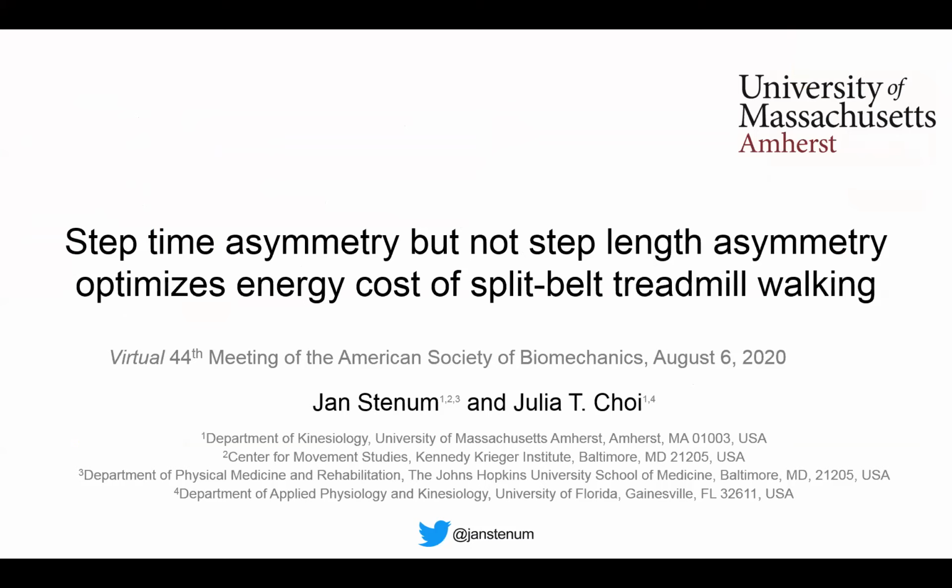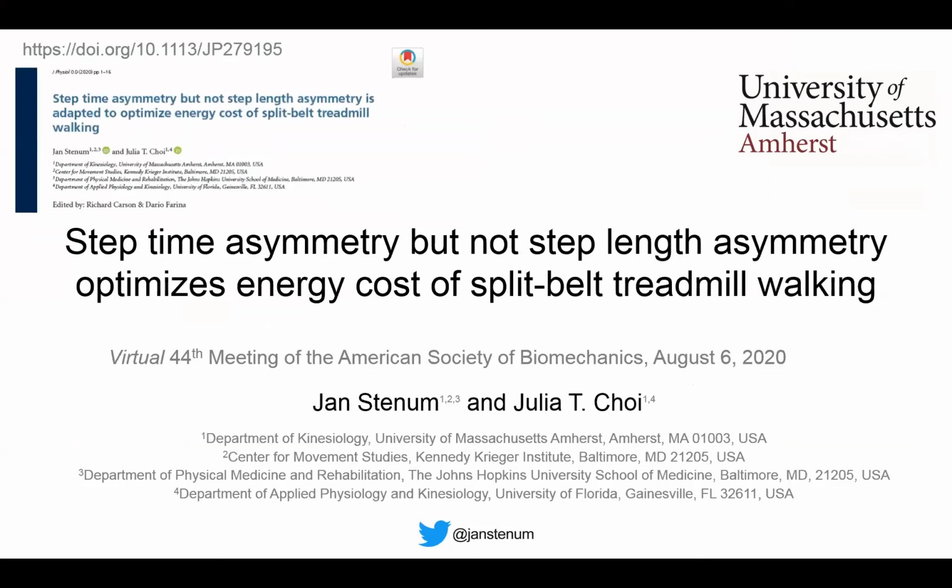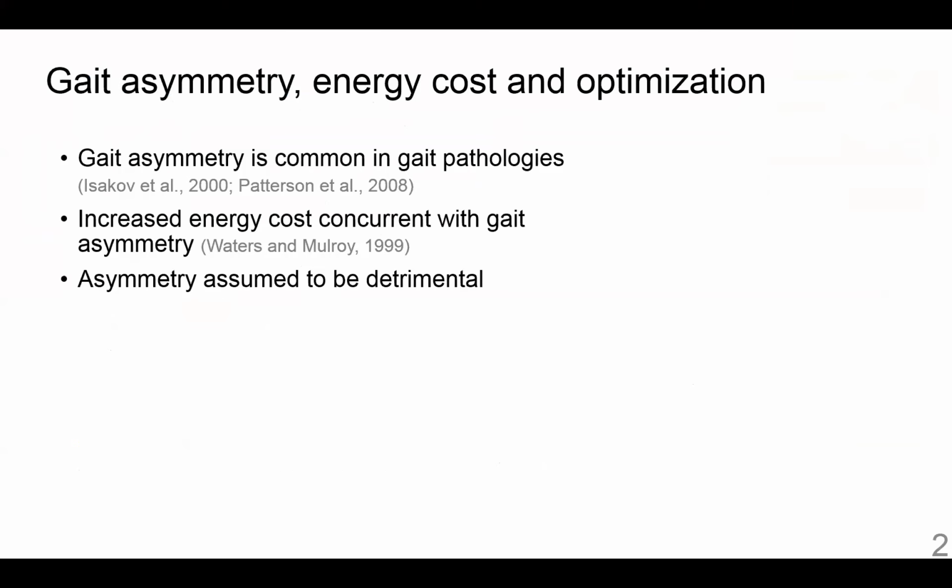Yes, I'll start with a plug for the study here. If you want to read about it in more detail, you can find it published in the Journal of Physiology. The study began with an interest in the relationships between gait asymmetry, energy cost, and energy optimization. You know that gait asymmetry is common in certain gait pathologies like post-stroke gait and amputee gait. And it's also true that these have an increased energy cost concurrent with their gait asymmetry.